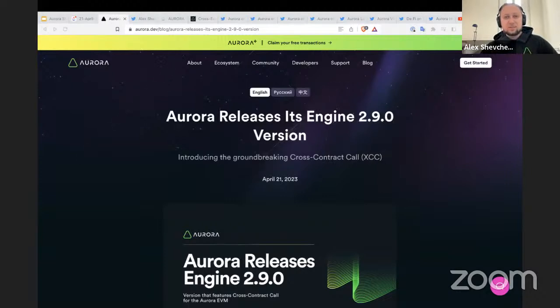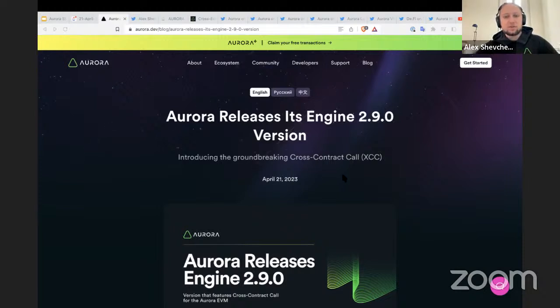And to start, let's dive deep into the events during this week from the whole ecosystem. We are happy to announce that today the new version of the Aurora engine, version 2.9, was deployed on the mainnet after extensive testing and security audit.